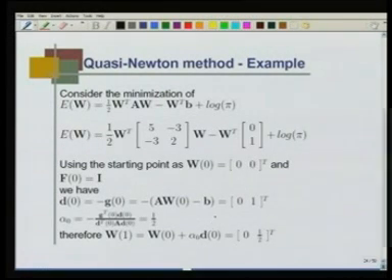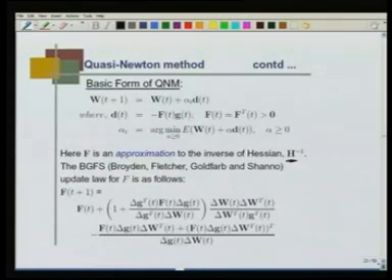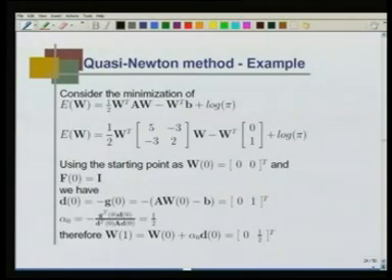Actually, there is a little mistake in the symbol. This is not actually D, this is actually F, yeah, D, yeah, right, D is F t G t, so it is right. So alpha naught D naught is, in the first iteration I get W1 is 0 half.